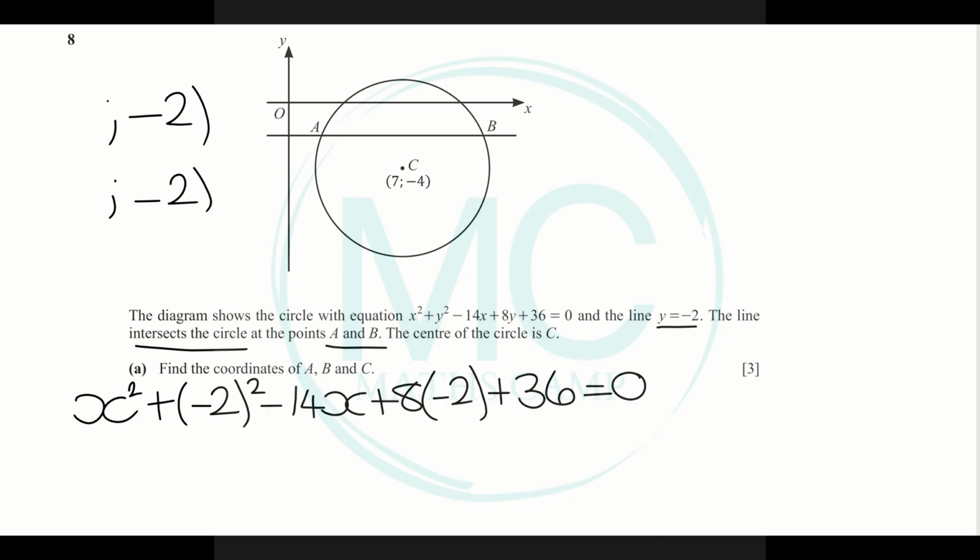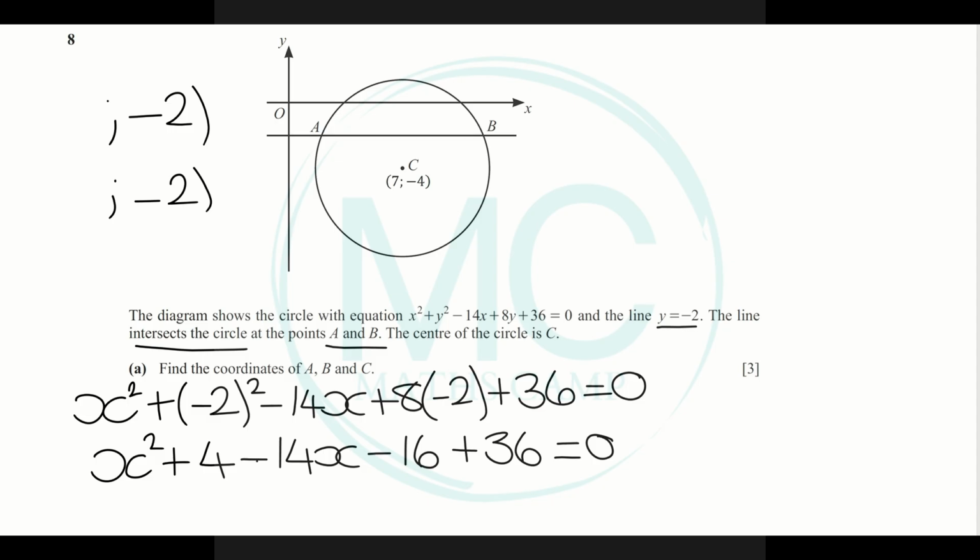equal to 0. Now we have x squared plus 4 minus 14x minus 16 plus 36 is equal to 0. Now we can add like terms. I'm going to write up here, we have x squared minus 14x, 4 minus 16 gives us negative 12, plus 36 gives us 24. Say plus 24 is equal to 0.